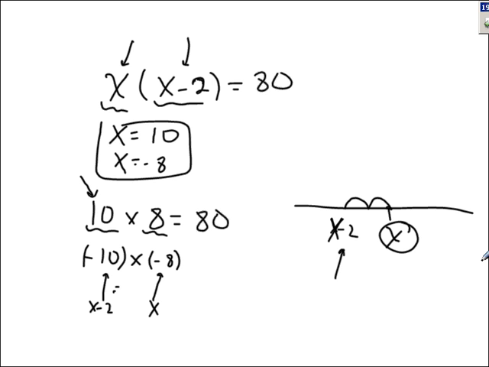If that's x, then negative 8 can also be x. The other number with a negative sign. x can be negative 8.